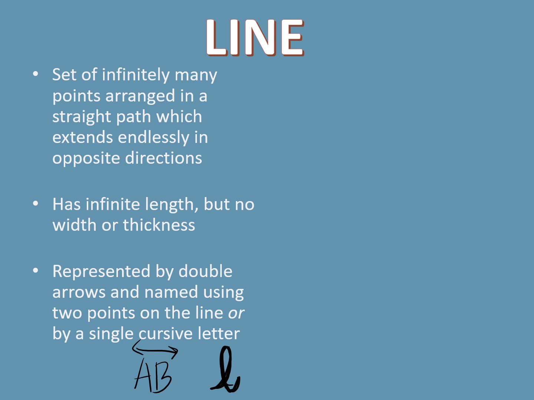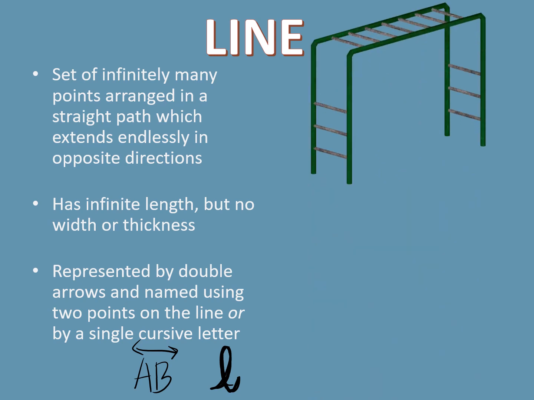Some examples of lines. An example would be the rung on the monkey bars here. So any of these rungs could be considered lines. Now this line in particular that I'm pointing at would not have infinite length. It would have a set length that was a number, but that is what we would consider a line in real life.